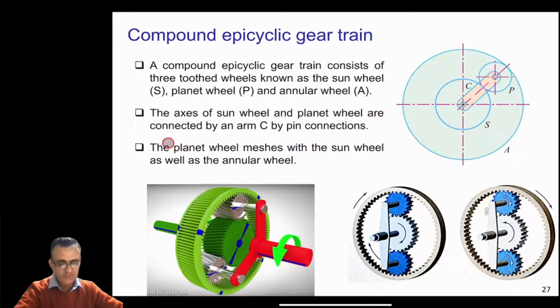Now the axes of the sun wheel and planet wheel are connected by an arm C by a pin connection, which is this connection here. Now the planet wheel meshes with the sun. So the planet meshes with the sun and also with the annular wheel.